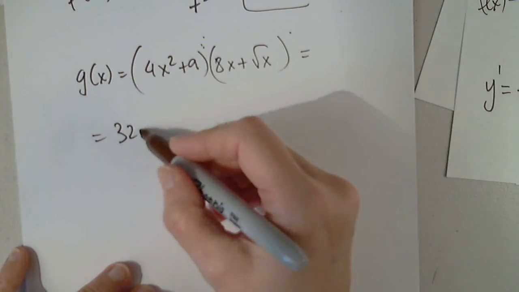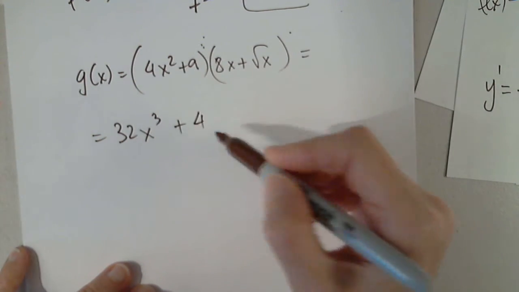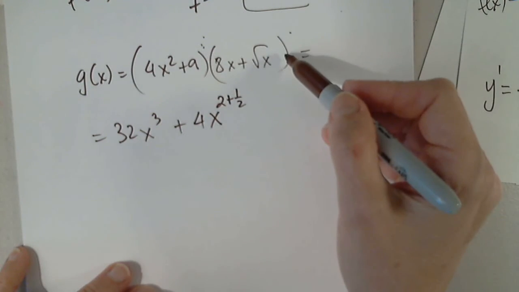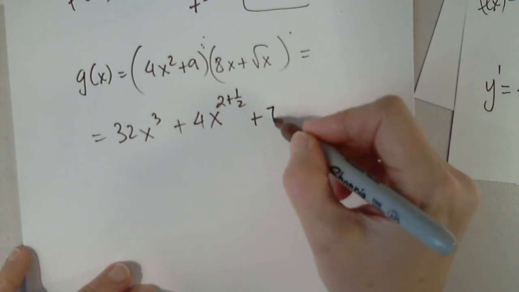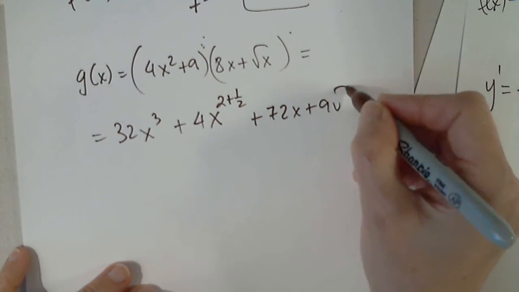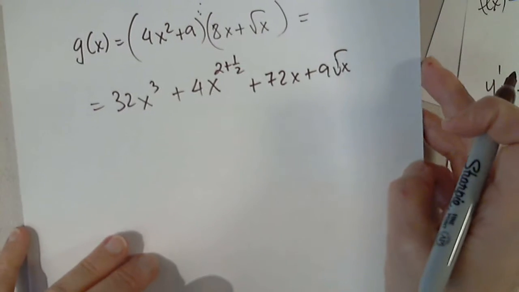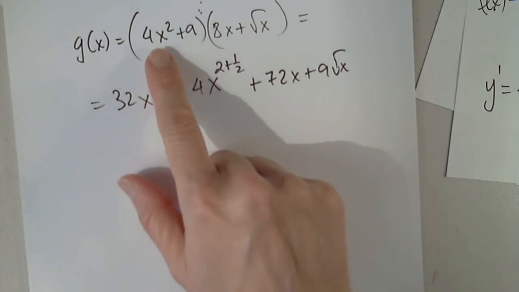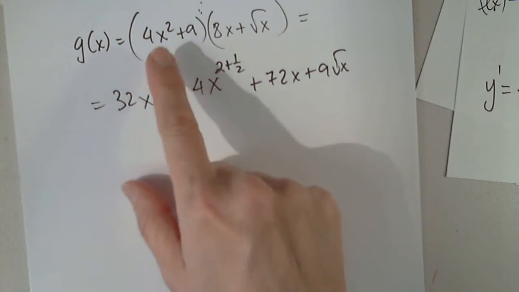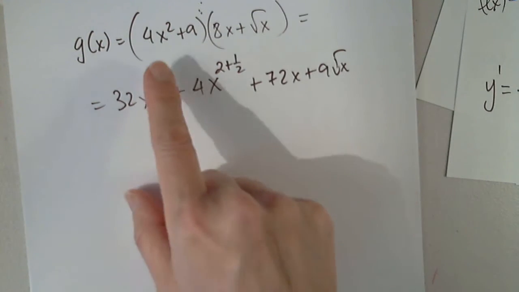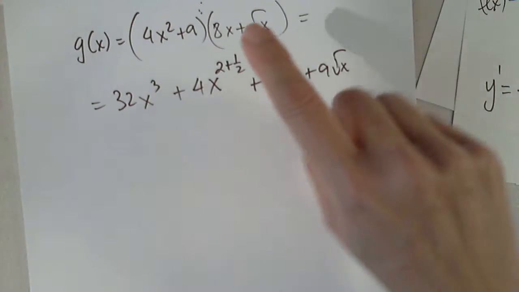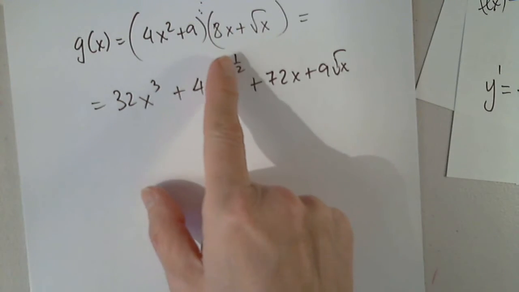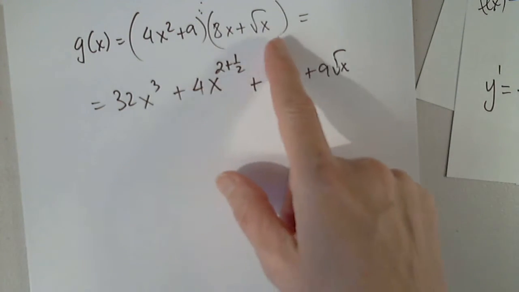So this is what I want. Copy the base and add the exponent when I distribute here, plus 72x plus 9 the square root of x. I don't want to use the product rule unless I have to, and I don't have to. 4x squared times x is 32x cubed. 4x squared times this, copy the base, add the exponents, exponent 2 and exponent 1/2. The square root means exponent 1/2. 9 times 8x is 72x, and 9 the square root of x.